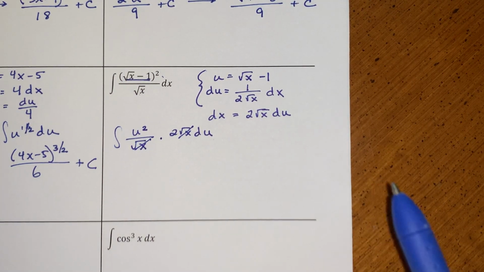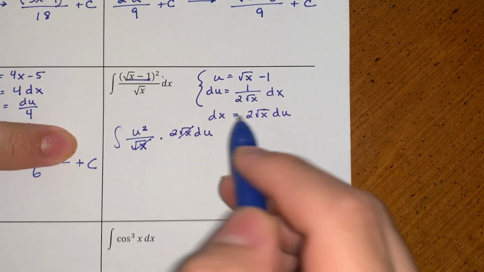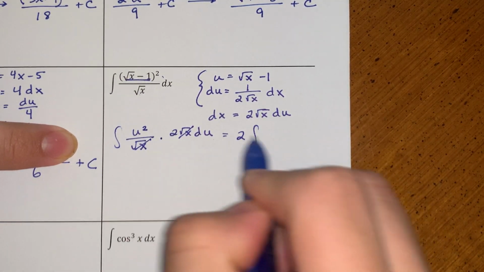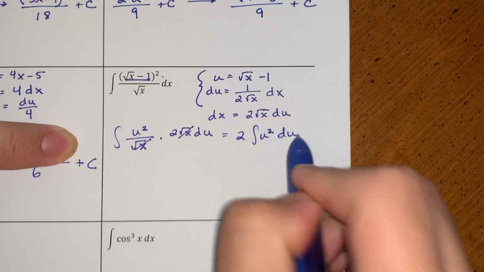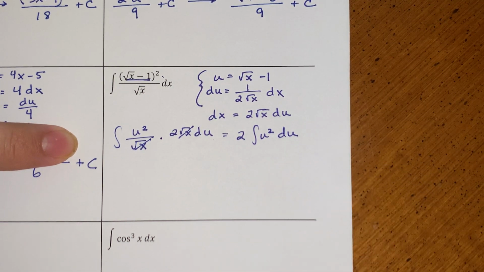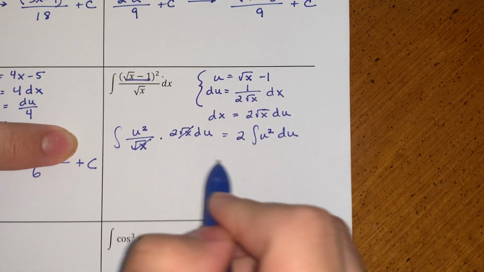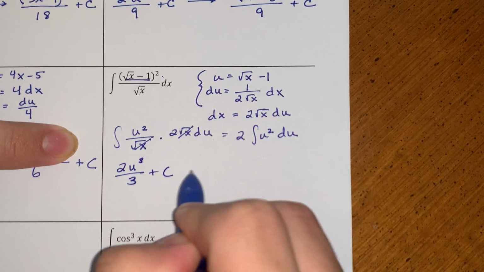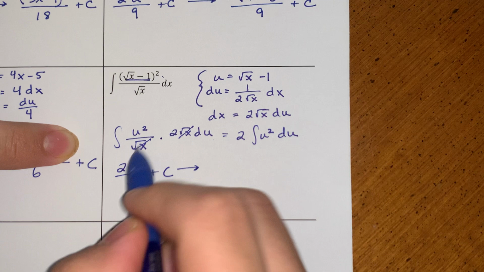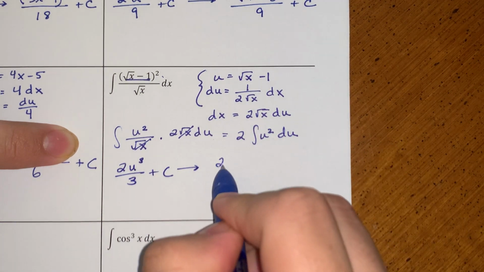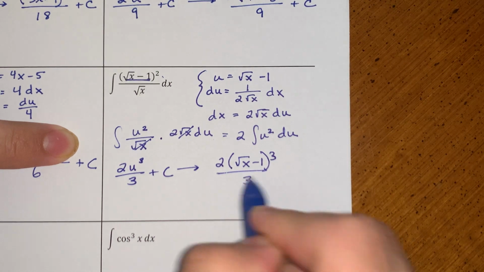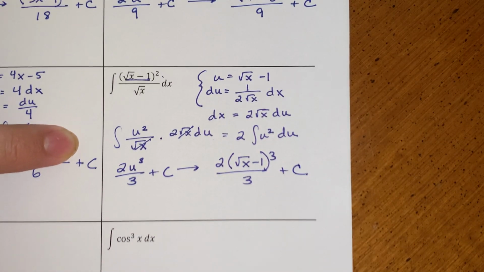And now I've accomplished that goal of not having any more x terms in my integral. So I'm going to bring my 2 outside of my integral, and then I have u squared du. And again, this is just a very simple power rule. So that's going to be 2u cubed over 3 plus c. And then I can substitute this back in there. So that'll be 2 times the square root of x minus 1, cubed, over 3, and all of that plus c.